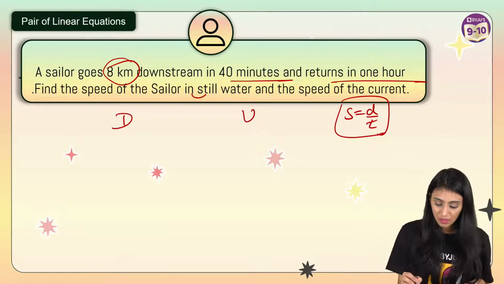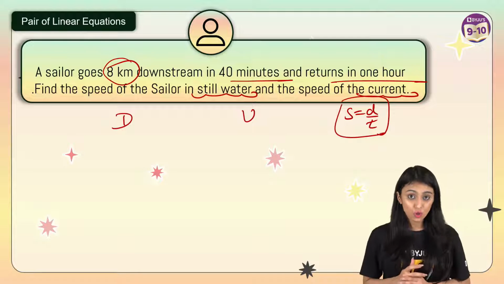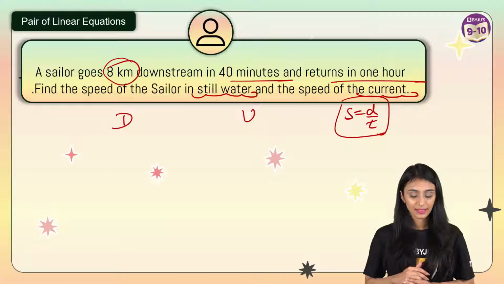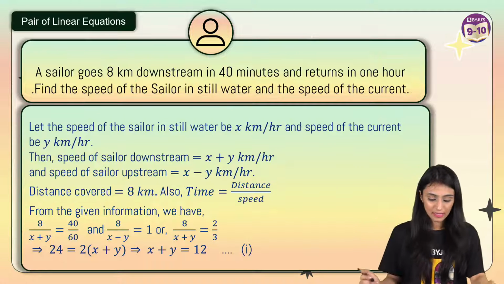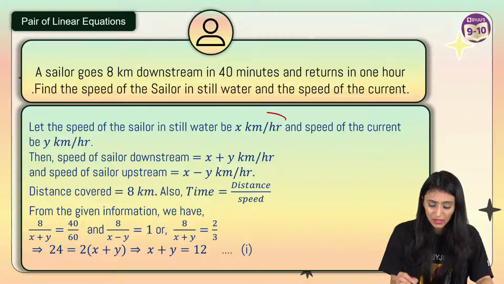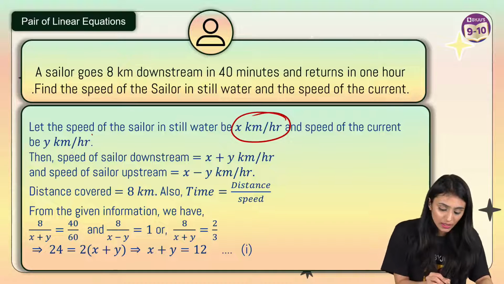Let's suppose speed of still water and speed of current. First we'll have to assume them, right? Yes, first we will assume them, still water speed and speed of current. Let's suppose speed in still water is x kilometer per hour. Speed of current is y kilometer per hour.